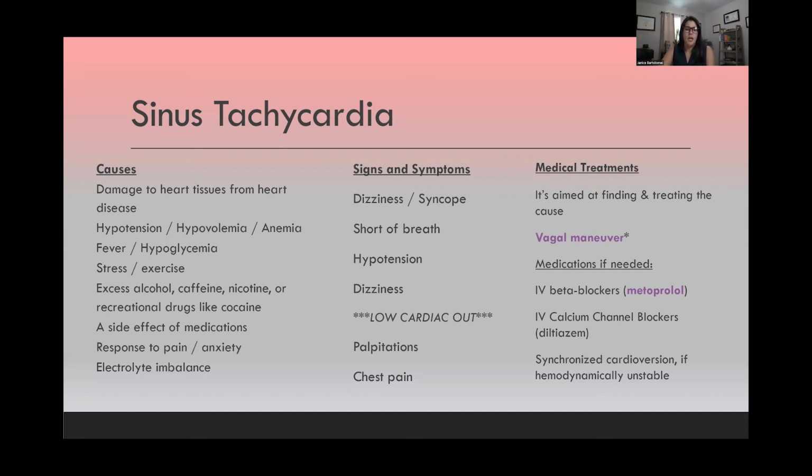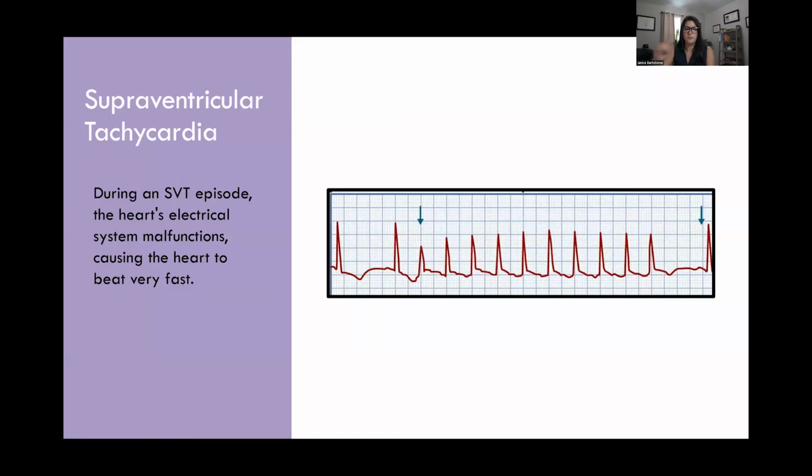coughing, etc. Or you can give them medications such as intravenous beta blockers, like metoprolol, that slow the heart rate down. They could also receive calcium channel blockers like diltiazem. And in worst case scenarios where the patient is hemodynamically compromised, then we do synchronized cardioversion. Now, synchronized cardioversion is going to be in a video too. We'll talk about what that is later.